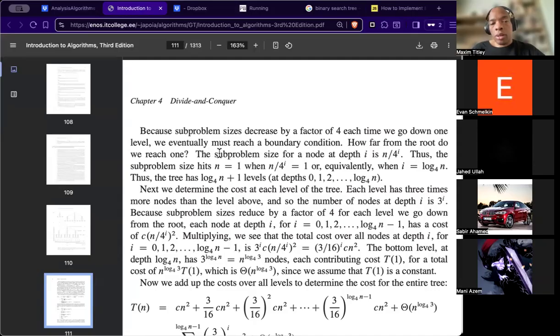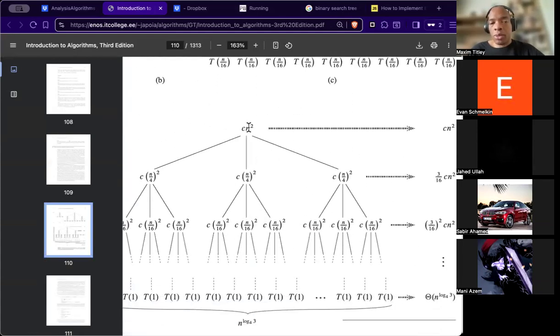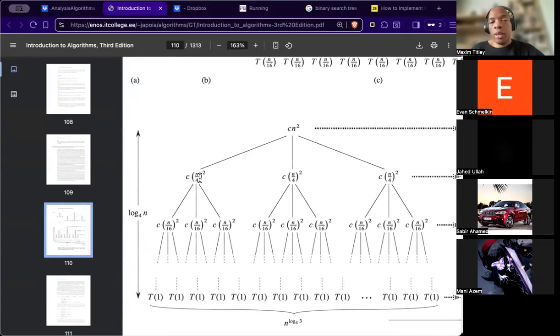But now take a look. The way we look at this is that the subproblem size for a node at depth i, where i is the depth, is n over 4 to the i. So n over 4 to the depth. All right, let's take a look at that. Here the depth is 0. So n over 4 to that depth would be n over 4 to the 0, which would be just n over 1, which is n. Okay, but now if this guy has a depth of 1, n over 4 to the 1, n over 4 to the second.